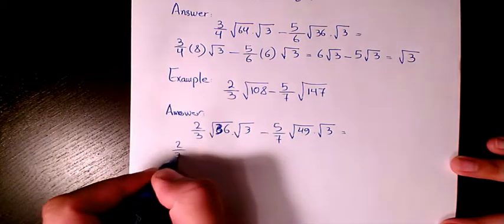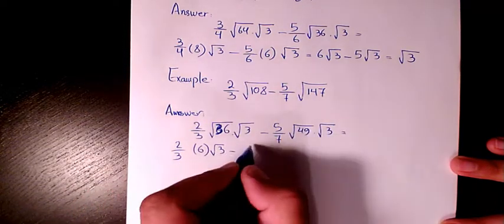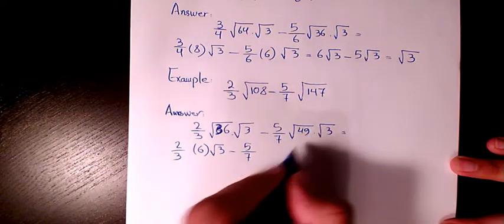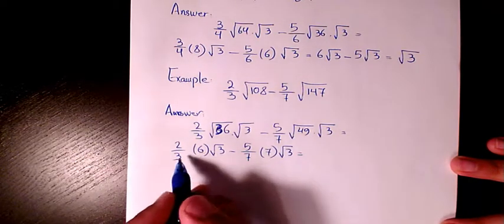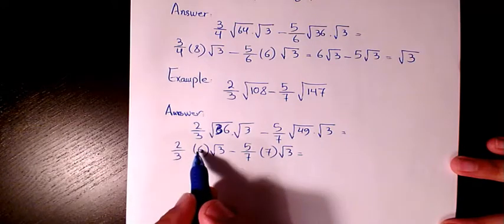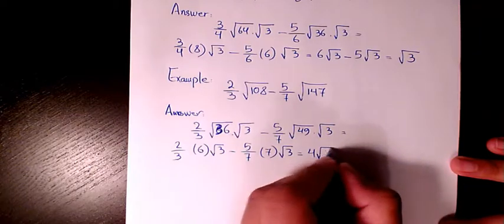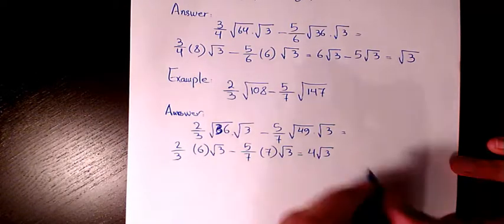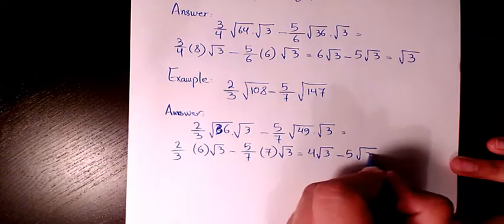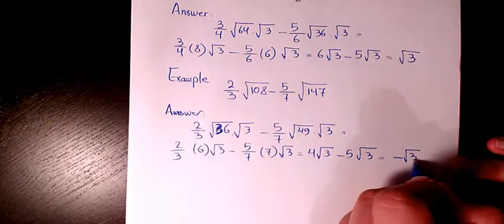It's going to be 2 over 3. Root 36 is 6 root 3 minus 5 over 7. Root 49 is 7 root 3. So we have 2 times 6, 12 divided by 3. It's going to be 4 root 3. And here 5 times 7 divided by 7 is going to be 5 root 3. So 4 root 3 minus 5 root 3 is going to be negative root 3.